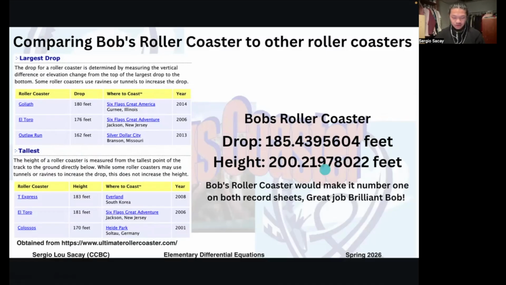And then the tallest one is T Express, 183 feet. And then 181 and then 170 respectively. And the one that Bob designed, we calculated the maximum height is 200 and decimals feet. Great job, Bob. So our roller coaster pretty much topped each of these lists that I found on the internet. So that's pretty cool.